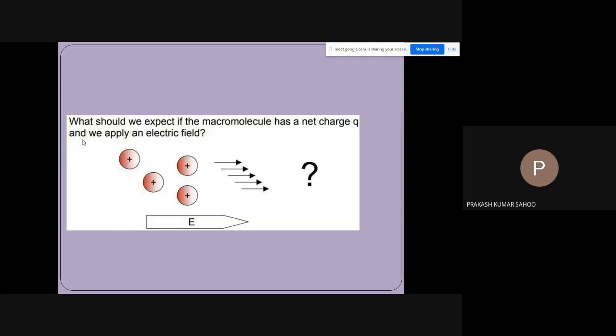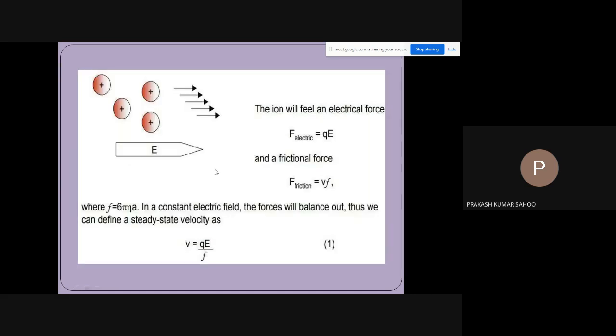Then what should we expect if the macromolecule has a net charge q and we apply an electric field? What happens here? The force will be q times E, that is, the charge times the electric field. Then F equals V into F, where V is the velocity, equal to QE by F. This is a very simple basic equation for electricity.